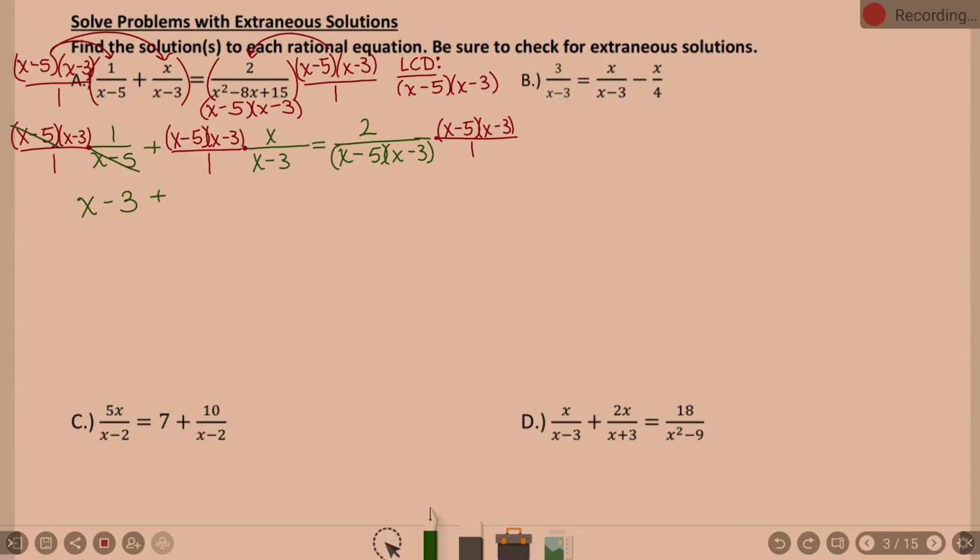Repeat the process. Now I have the fraction x over x minus 3. When I multiply, what cancels? x minus 3 cancels with x minus 3. What remains? x and x minus 5. Did you see that x there? That matters, doesn't it? So I'm going to write this as x parentheses x minus 5. On the right, what cancels? x minus 5 and x minus 3 cancel, leaving me with what? 2.